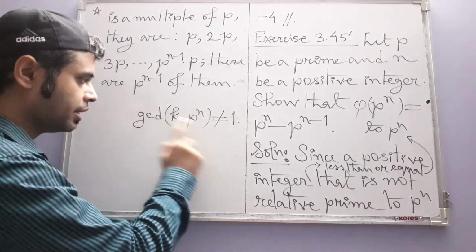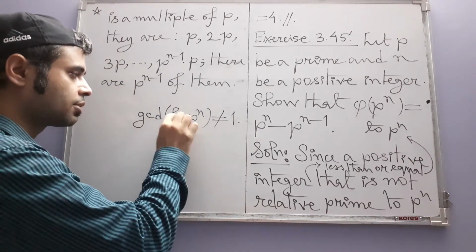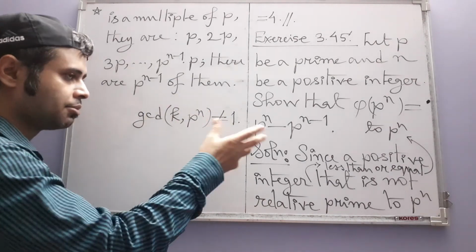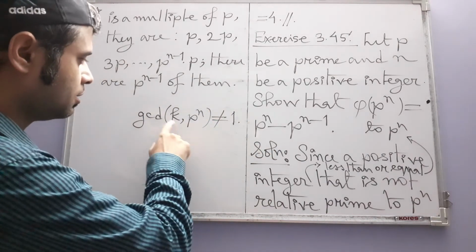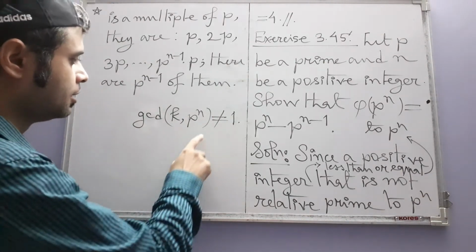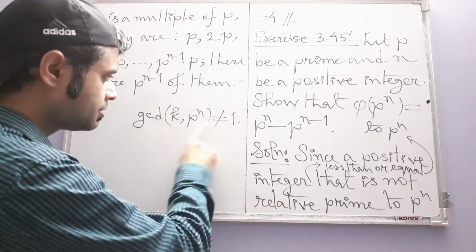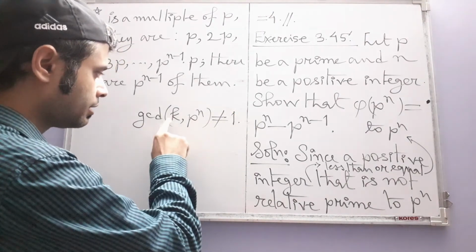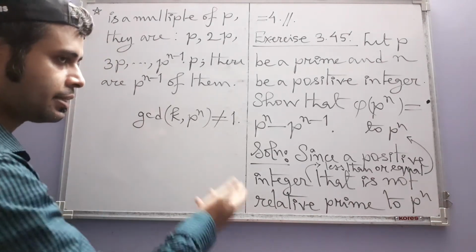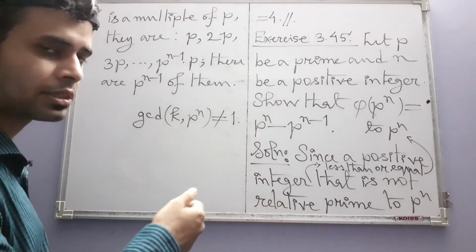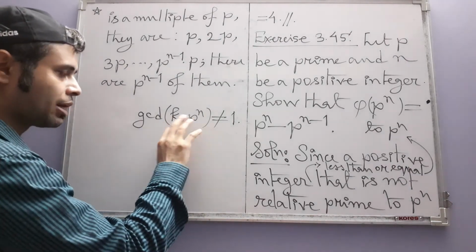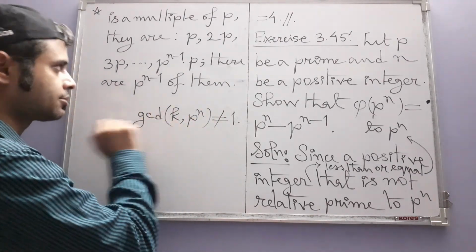I mean, if you list the common divisors of k and p to the power n, all the divisors of p to the power n, those among them which divide k will appear, and they are all powers of p. So if something is there which is greater than 1 and it divides both k and p to the power n, then automatically it has to be either p or some higher power of p. So that means in that case, whatever the situation is, p has to divide k.